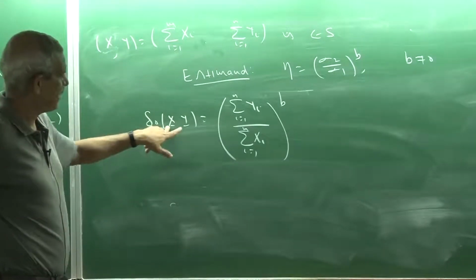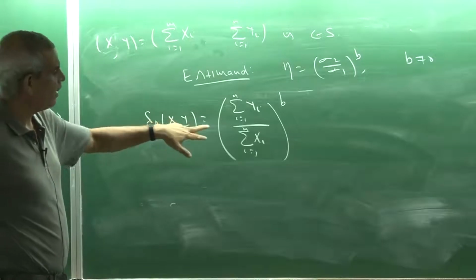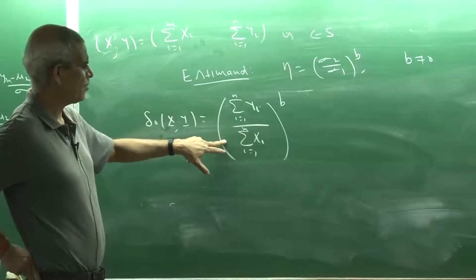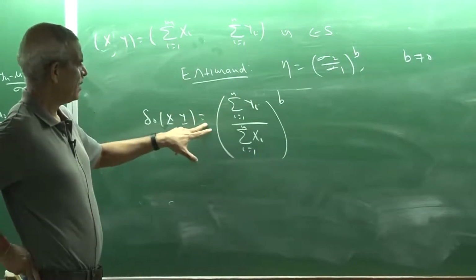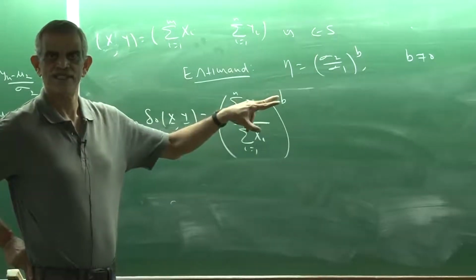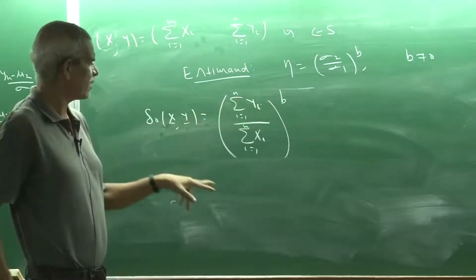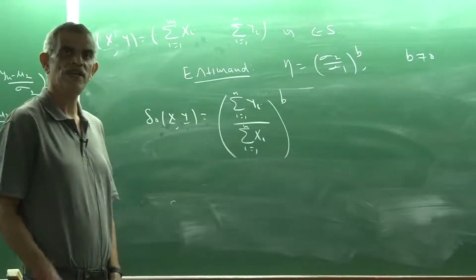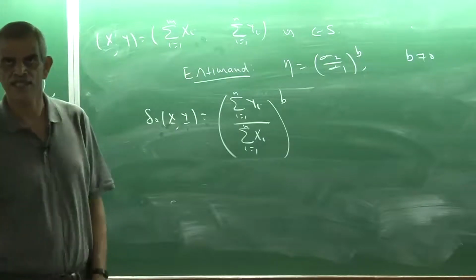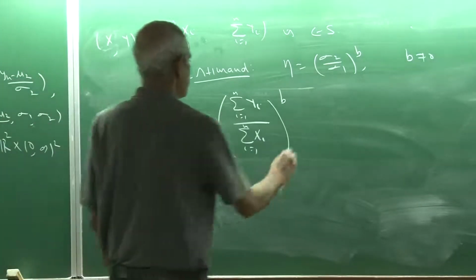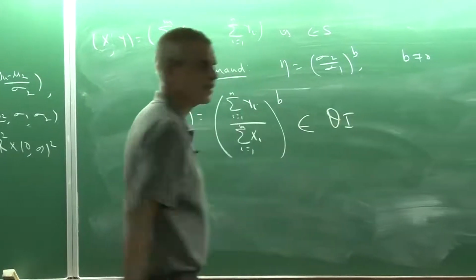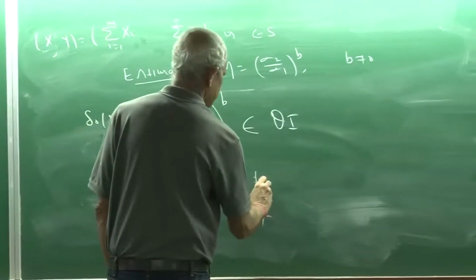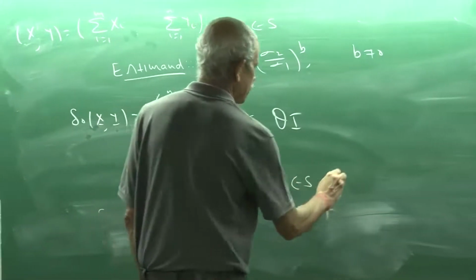Why? Because when you change x and y's to rx and sy, s comes out over here, r comes out over here because s is common. It becomes s by r to the power b times the original. So delta naught of rx, sy is the same as s by r to the power b of delta naught of x, y, and that is what the definition of an invariant procedure was in this case. So this clearly belongs to D_m. W was ancillary, and this is also a function of the complete sufficient statistic XY.